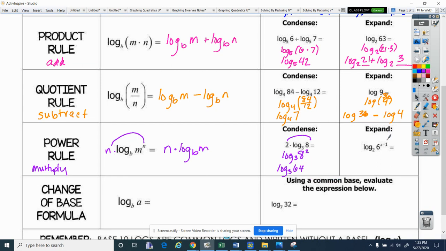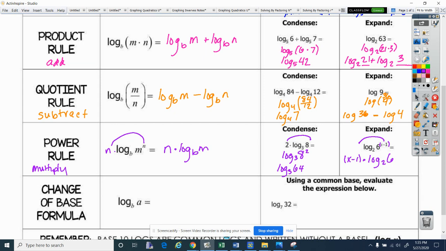Now expand means we take the exponent. Well, what's my exponent? And we multiply it. So we have log base 2 of 6 to the x minus 1. So my exponent here is x minus 1. That whole thing is in the exponent. So I'm going to take this whole thing and move it right in front, and I'm going to leave it in the parentheses. So x minus 1 times the log base 2 of 6. And we're done. We leave this in parentheses because otherwise we would have an order of operations issue there.